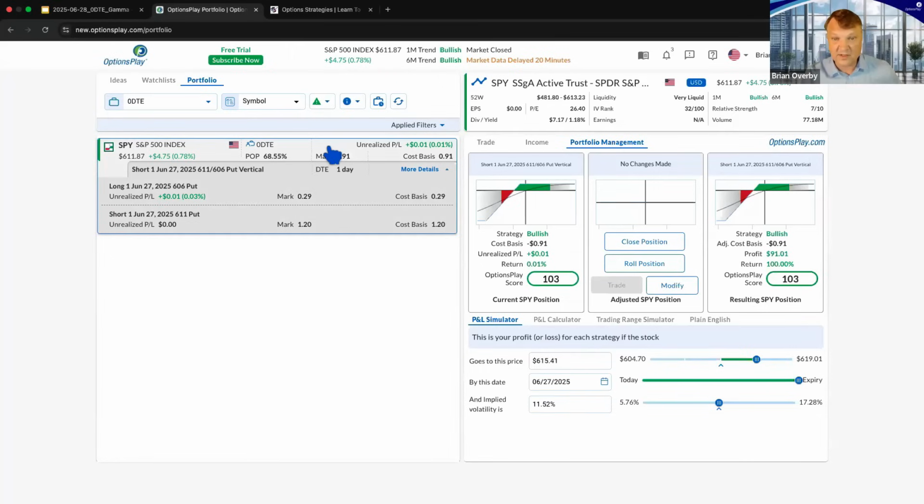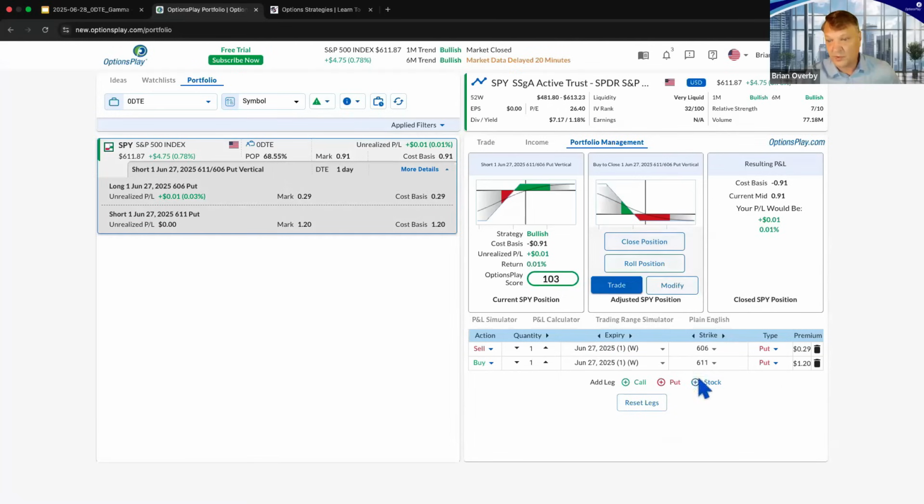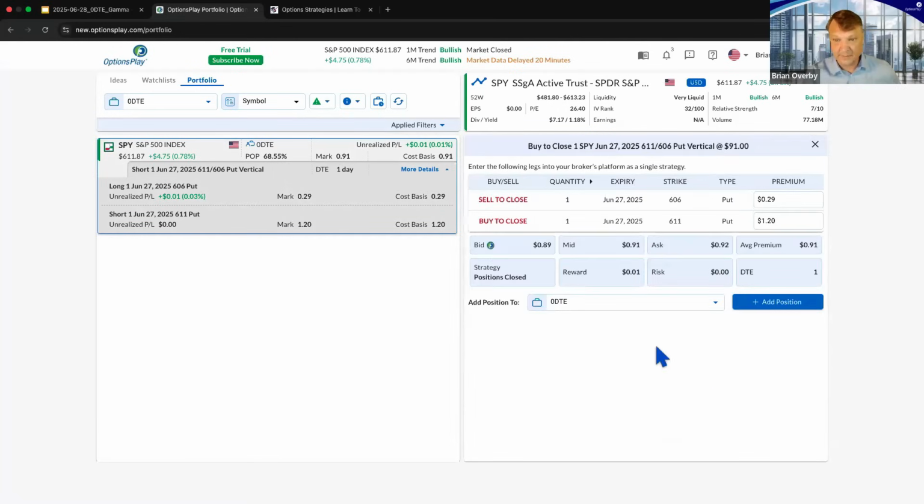And then you can do things like close it. If the market opens tomorrow and you want to close it, you click on the position and you click close position, and then you click trade, and it will wipe the position out. And that will allow you to see your profit and loss, allow you to follow along with those positions inside the portfolio, and learn how to trade 0 DTE options.